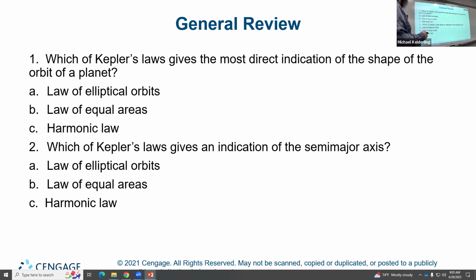Since we have a few more minutes, I'll go over a few more of these questions. Which of Kepler's laws gives the most direct indication of the shape of the orbit of a planet? That is the law of elliptical orbits. The law of equal areas tells you about how fast that planet moves, and the harmonic law compares between different planets the time they need to orbit based on their distance from the sun. Which of Kepler's laws gives an indication of the semi-major axis? That is the harmonic law. It compares how far it is from the sun to the time it takes to orbit.